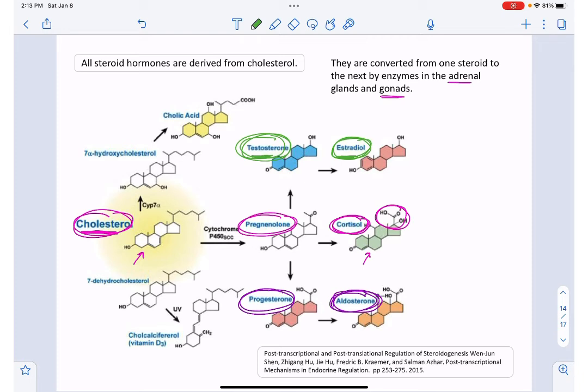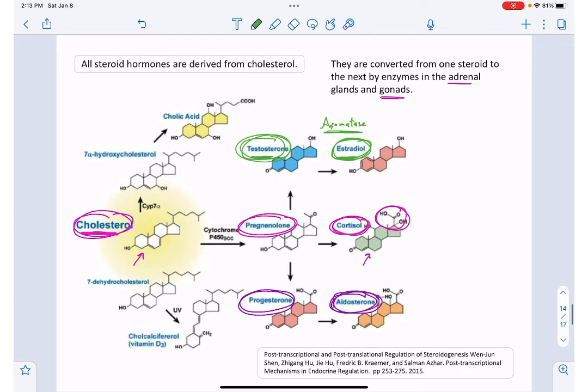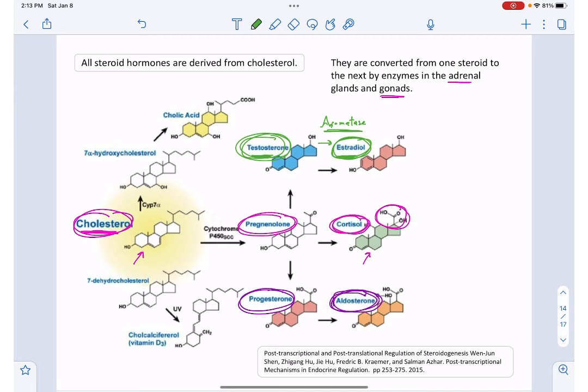And there's an enzyme called P450 aromatase that converts testosterone to estradiol. And as you can imagine, this aromatase enzyme is highly active in the ovaries because the ovaries don't want to produce testosterone. They want to produce estradiol, estrogen. And so aromatase in the ovaries is going to take testosterone and convert it to estradiol.